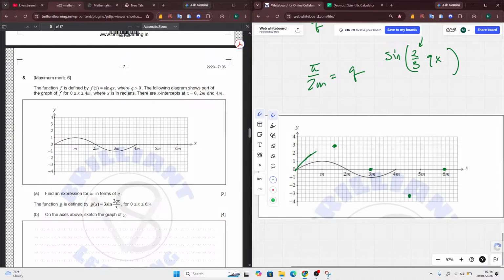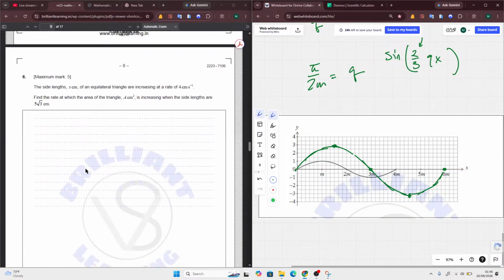So our sketch should look something like this. I've placed that slightly haphazardly, but you get the idea. We're stretching horizontally and we're stretching vertically as well. And we get this new function as a result.